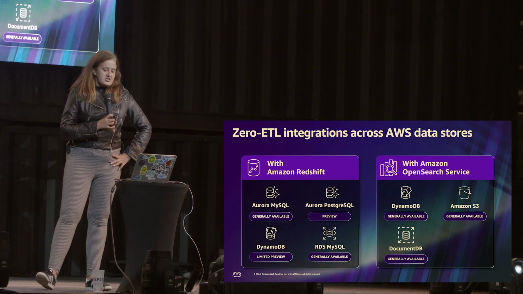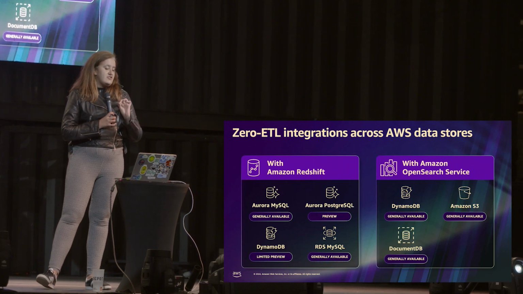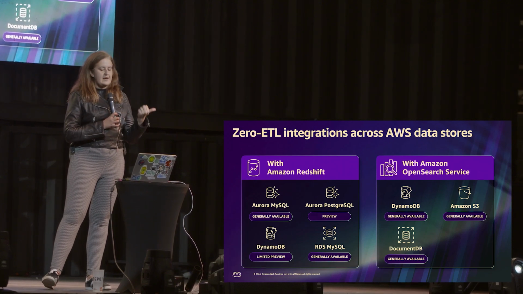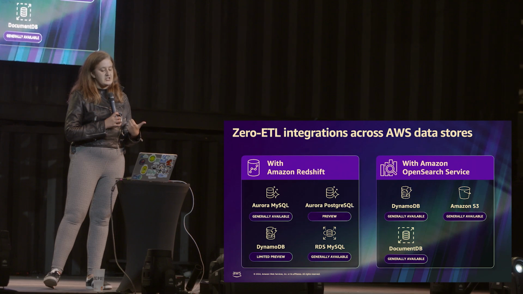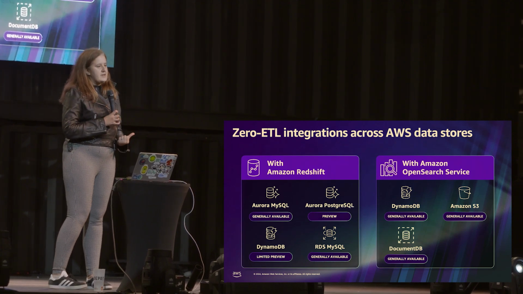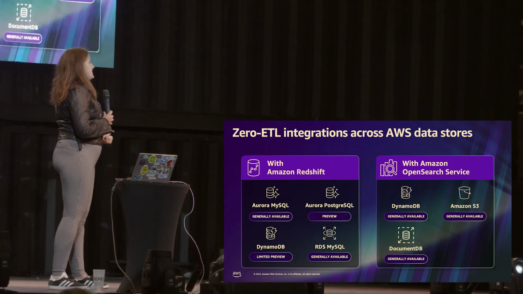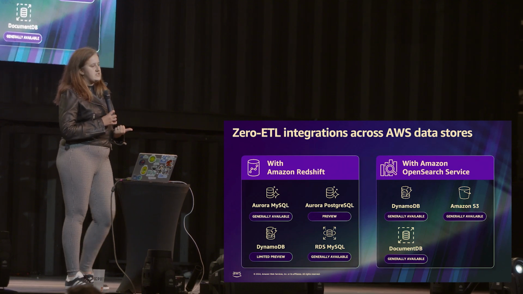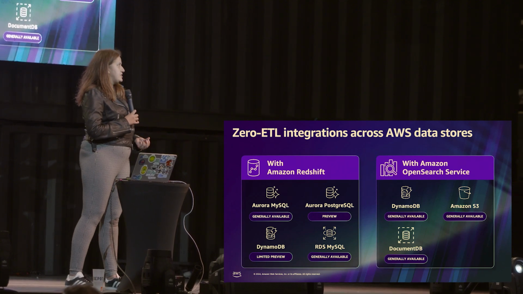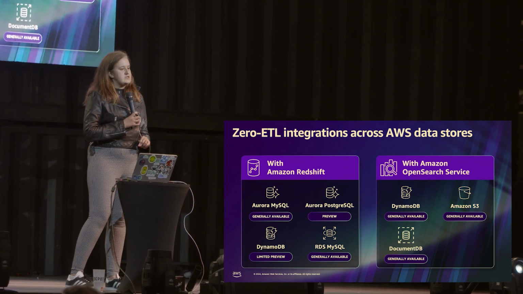And then with OpenSearch, all of those integrations are now generally available. So same thing as I spoke about in Redshift: put data in DynamoDB, put data in your data lake in S3, and put data in DocumentDB. And if you set up the integration, that data will replicate over into OpenSearch.